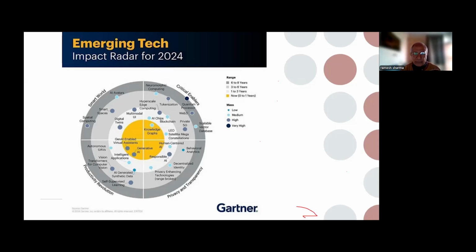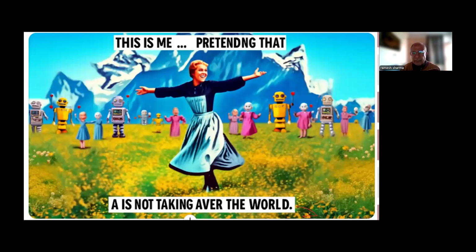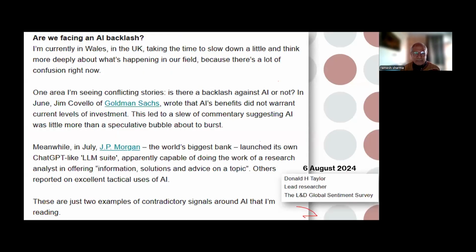We are having AI avatars, private 5G networks, decentralized identity, autonomous unmanned aerial vehicles, which are self-driving cars. In fact, one of my friends in the United States just last week purchased his self-driving car, completely AI-driven. So if we think that AI is not taking over the world, this is me pretending that AI is not taking over the world.